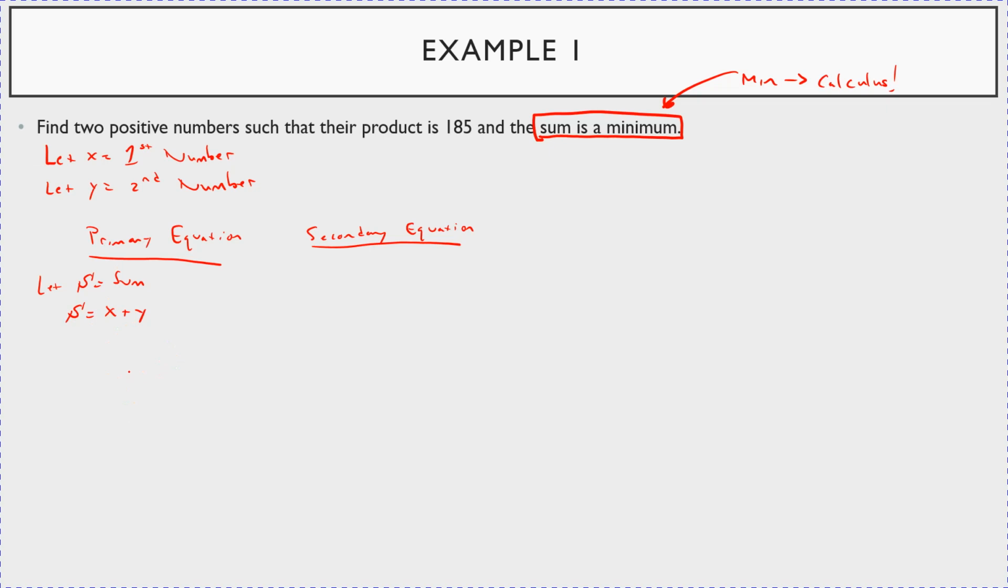But notice it's 2 variables, right? So the second part, this piece of given information, their product has to be equal to 185. So x times y has to be equal to 185. Well, look at this. I can solve this for y. So y is equal to 185 divided by x. So I'm going to take this and substitute into our primary equation.